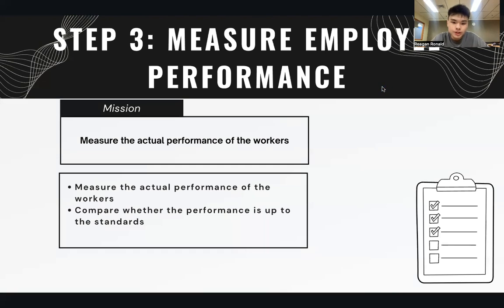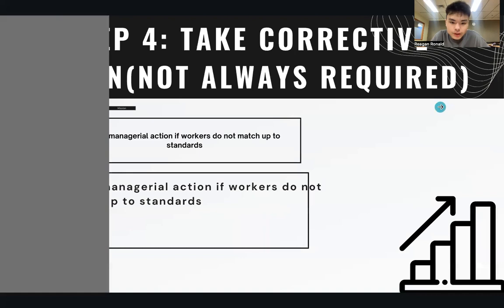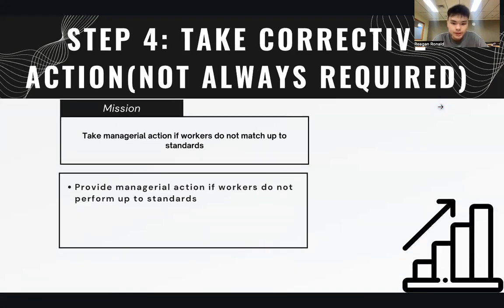For the third step, this will take place during work hours after the training period. The company should measure the performance of the workers and compare it with the standardized procedures in order to make sure the employees are performing up to standards. Moreover, the fourth step is to take managerial action if the performance of the workers does not meet the standards required. This step is dependent on the success of the workers and is not a step that is always required to happen.